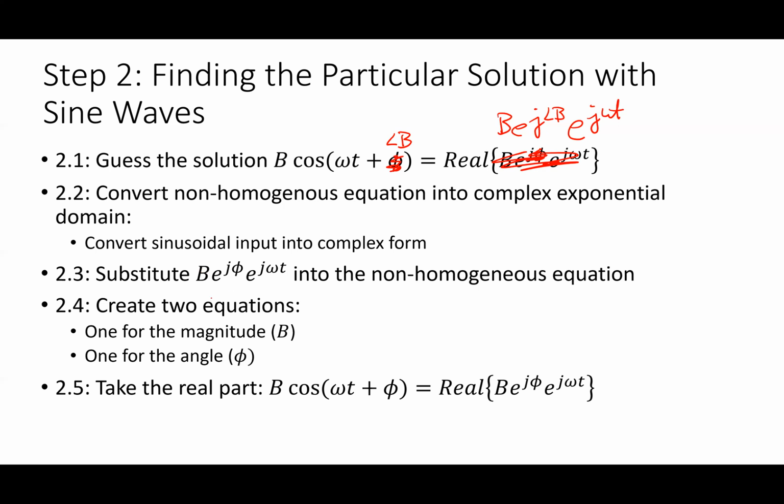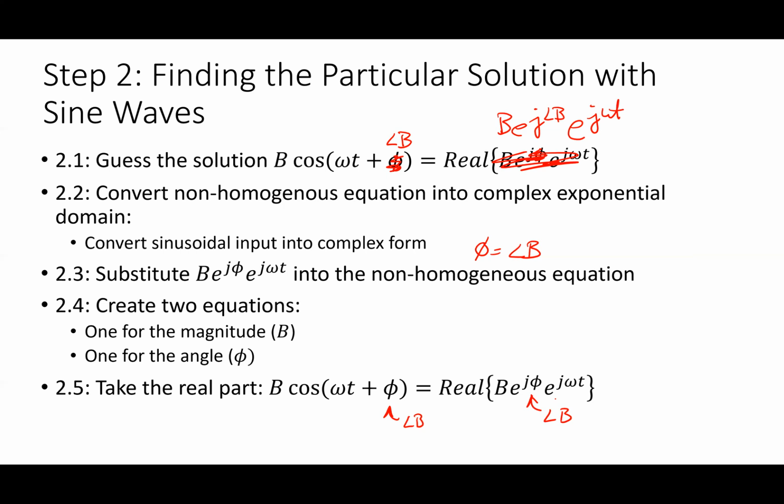I'm going to substitute, where phi is angle B. Phi here is angle B, and this is angle B. What I'm going to do is guess this solution. What I'm going to do, though, is convert that into the real part of a dynamic phasor, and then basically convert the whole equation to the complex domain and then go back.